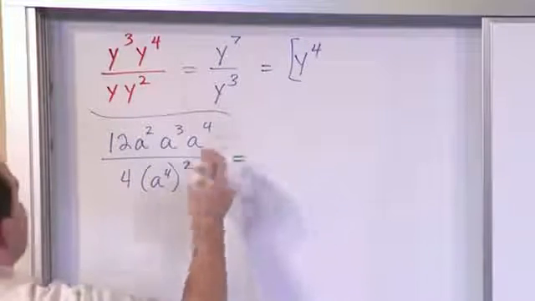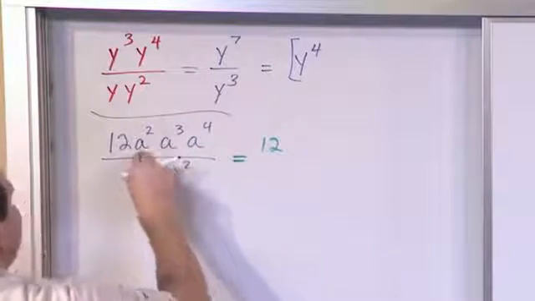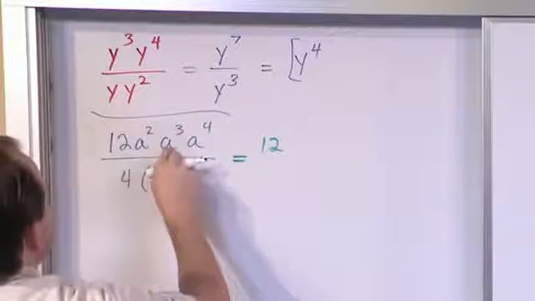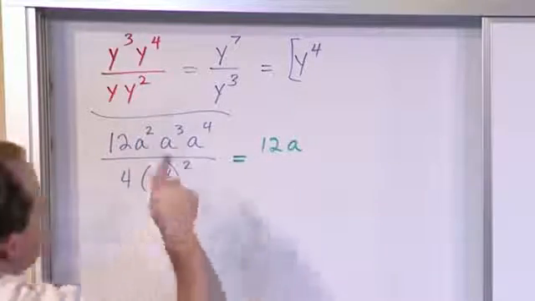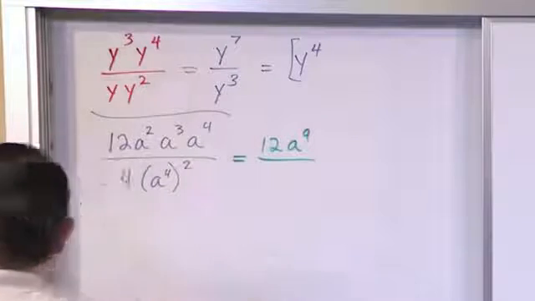On the top, we have a 12, and we have a squared, a cubed, a to the fourth. We have a everywhere, so we can just add these exponents. 2 plus 3 is 5, plus 4 is 9 on the top, so a to the ninth on the top.